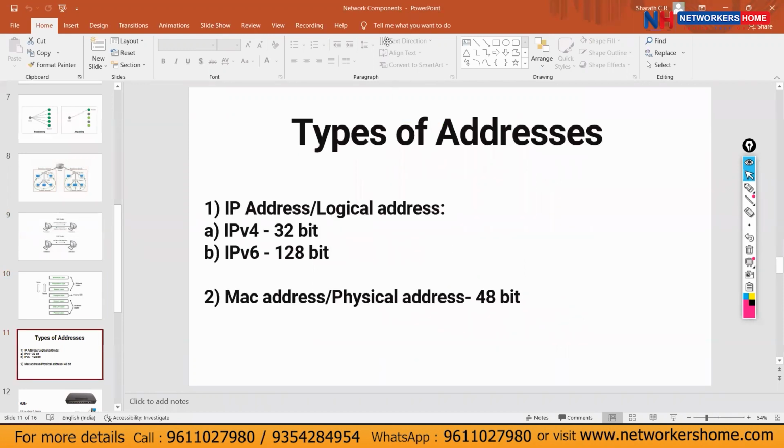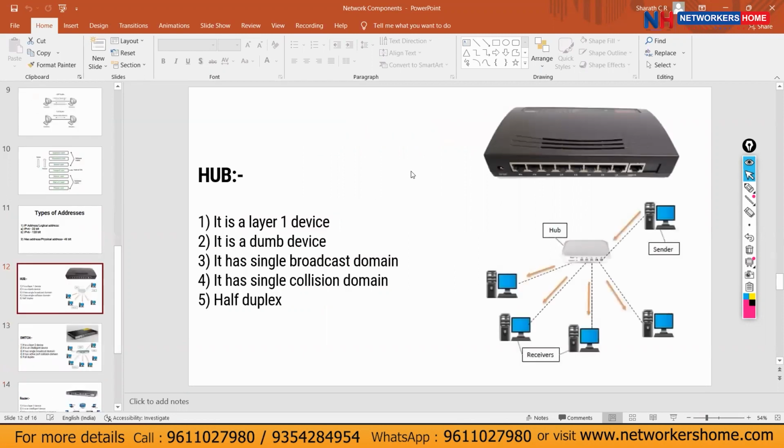What are the types of addresses we discussed yesterday? IP addresses and MAC addresses. In IP address, there is again two types, IPv4 and IPv6. IPv4 is 32-bit. IPv6 is 128-bit. Okay. MAC address is 48-bit. IP address is also known as logical address. Okay. MAC address is also known as physical address. Good.